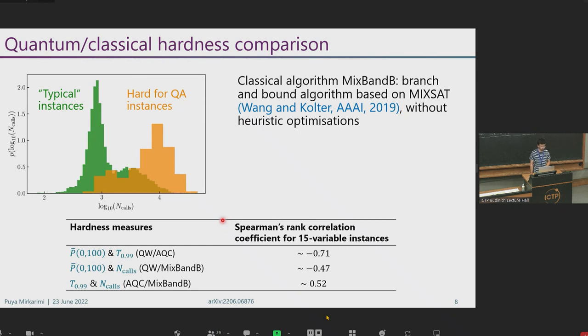And in the bottom, we show a table that shows the correlations in hardness between different algorithms. So we can see that the correlation in hardness between the two quantum algorithms and the classical algorithm are lower than the correlation between quantum walk and AQC. So this implies that a hybrid approach involving a classical algorithm and a quantum algorithm would be better than one involving quantum walk and AQC.